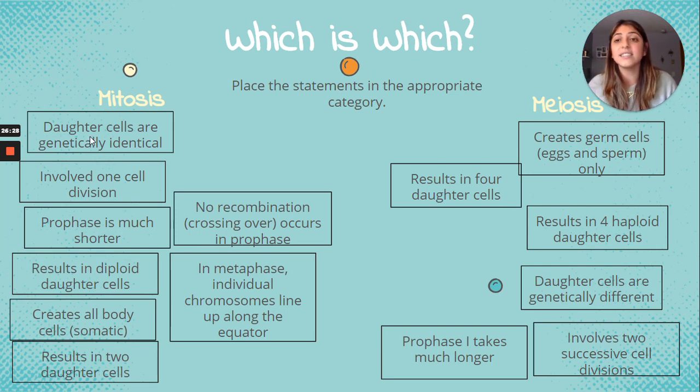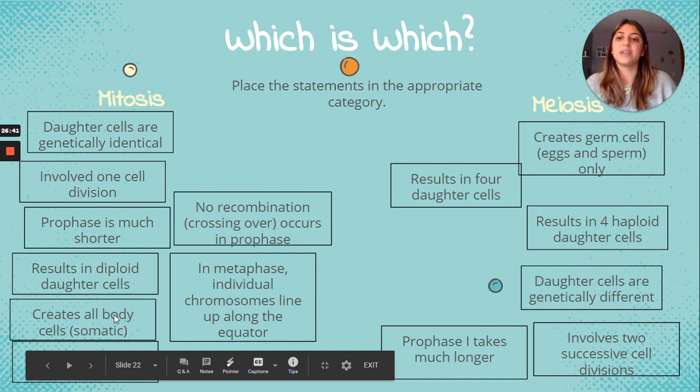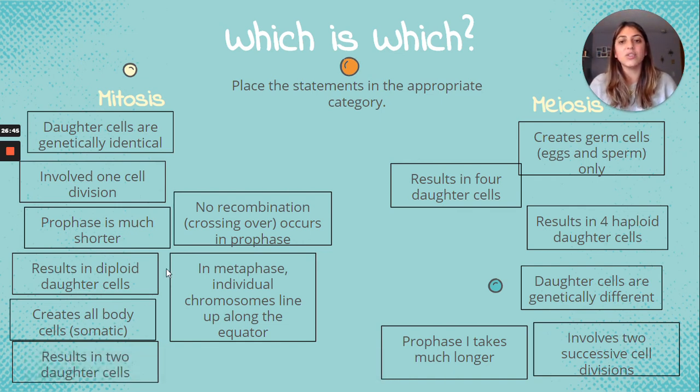Mitosis, the daughter cells are identical. There's only one division. Prophase is shorter. There's no crossing over. They just want to get that duplicated and split up. It results in diploid cells, creates body cells or somatic cells, right? In metaphase, the chromosomes line up in the center. No recombination or crossing over occurs, and they result in 2 daughter cells.